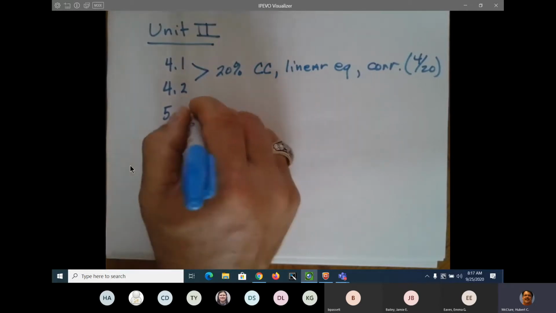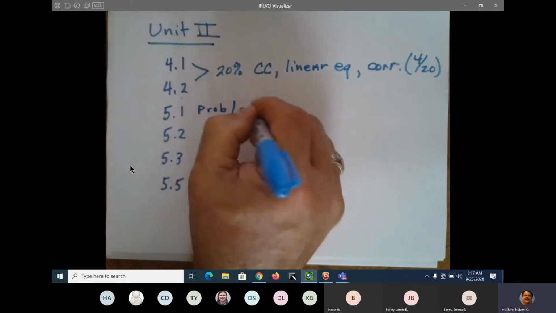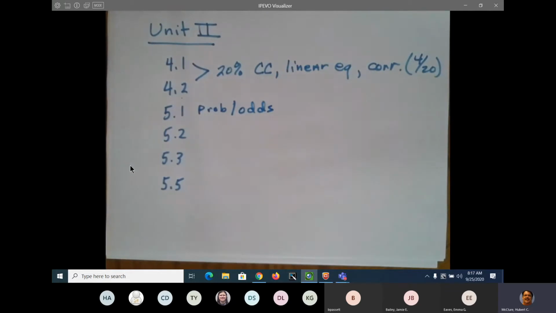5 is general probability. And I don't know where odds are. I've got to find odds, or y'all can find odds. I don't know what section. This is a new book, and I just teach odds. So I've got to find it in the book so I can tell you where it is, because I couldn't find it. It's in there somewhere.